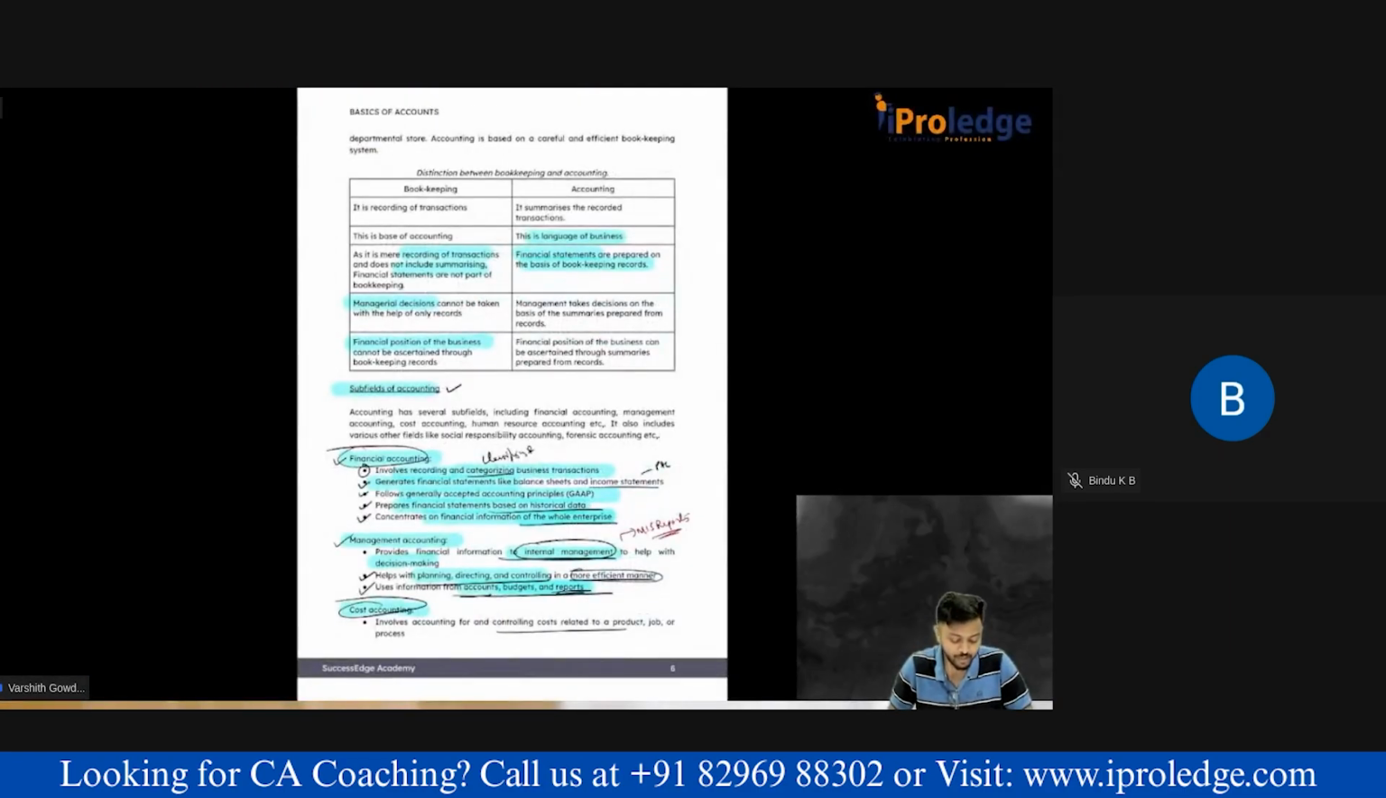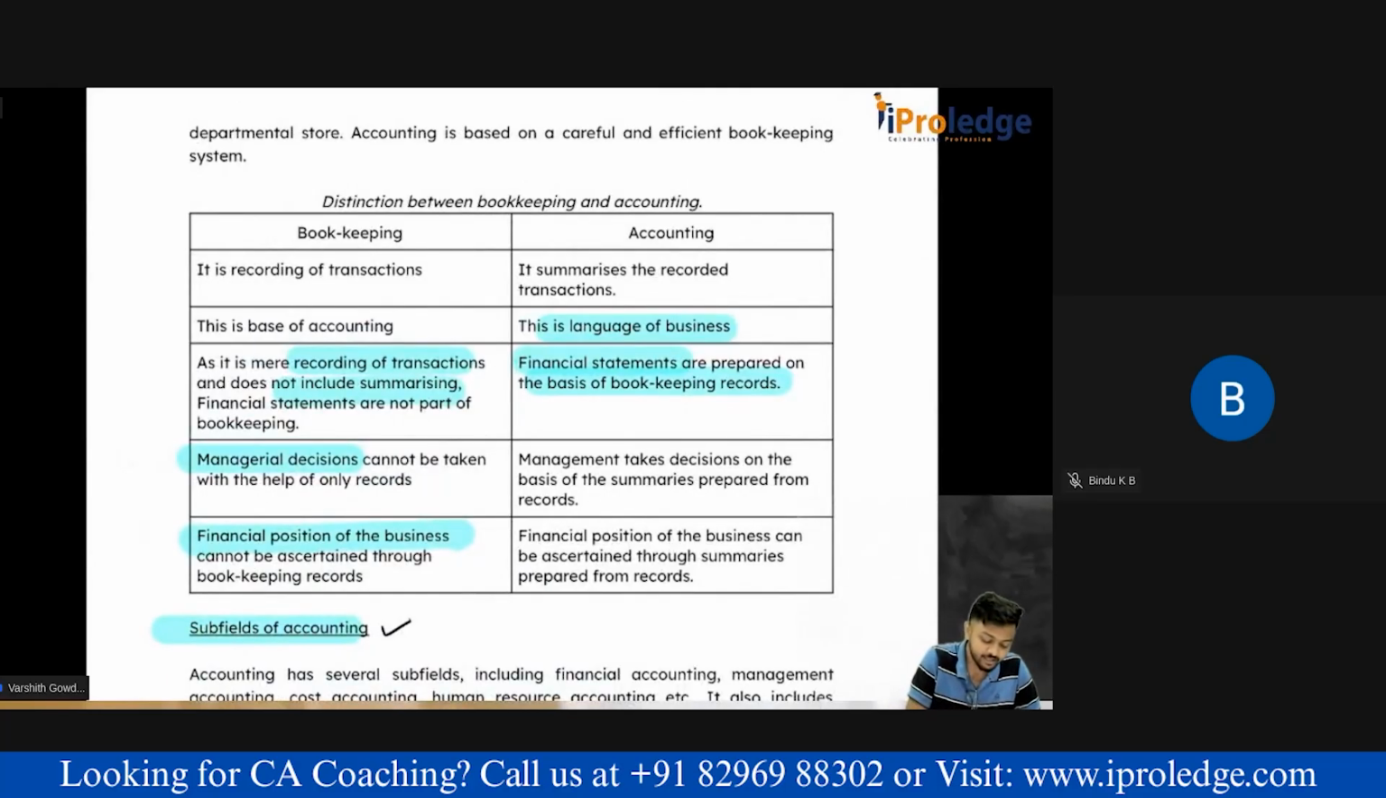Then comes bookkeeping. So what is bookkeeping? We have to understand the differences between bookkeeping and accounting. Bookkeeping means only recording of transactions. Accounting is summarizing, classifying, recording, all that was there. But bookkeeping is only recording of transactions. So which is bigger? Accounting is bigger, because along with recording, it is doing other things also: classifying, summarizing, communicating, everything. So accounting is a bigger term. Bookkeeping is a subset of accounting.